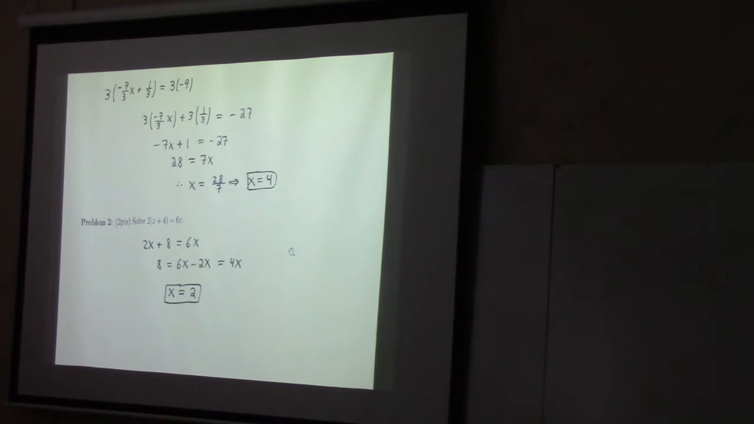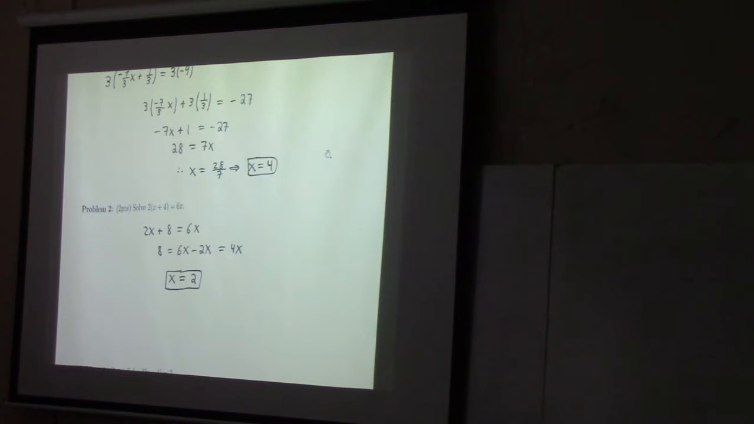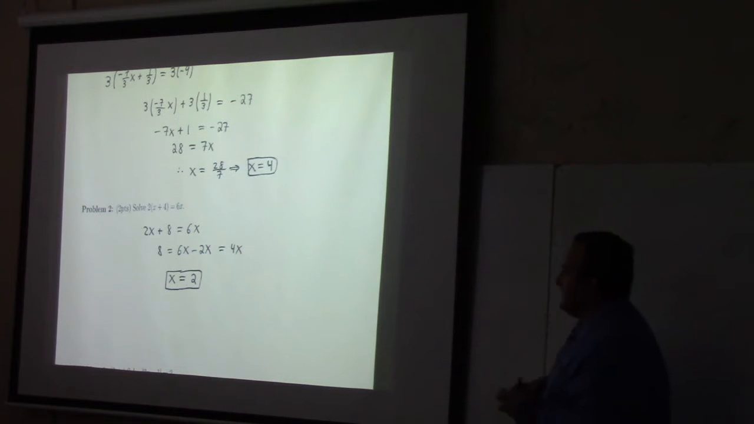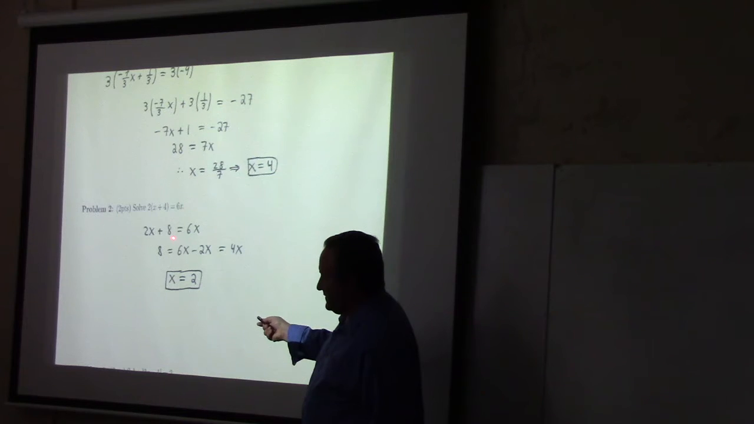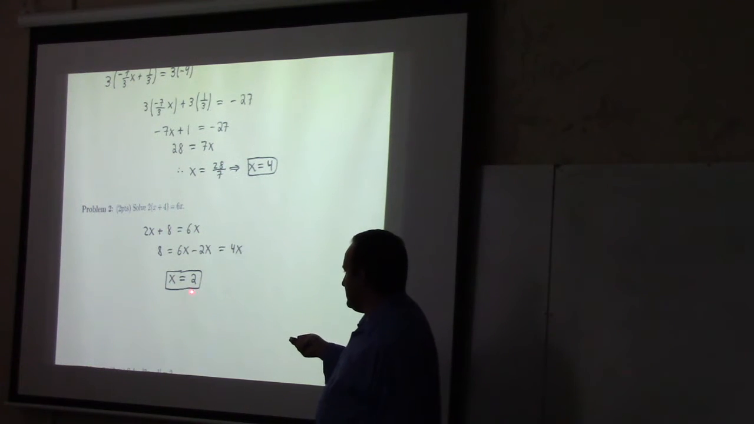Let's see here. Problem 2. Here we have 2 times quantity x plus 4. And if you have a question about anything as I'm going along, just jump in. I can turn on the lights and write stuff over here, okay? So distribute the 2. I get 2x plus 8 equals 6x. And so subtract 2x to the other side. I get 8 equals 6x minus 2x, which of course is 4x. And then I divide both sides by 4. That gives me x equals 8 over 4, which is 2. x equals 2.